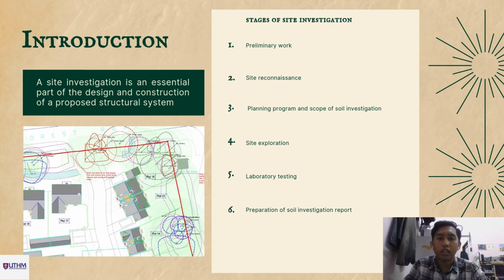Number three is planning the program and scope of soil investigation, where we need to identify potential geotechnical problems. Number four is site exploration. We need to get the sequence and extent of each soil and rock. Number six is laboratory testing. And the last one is preparation of the soil investigation report.